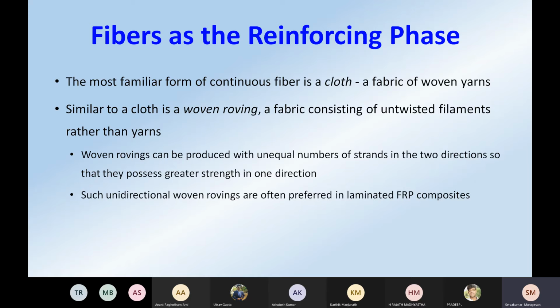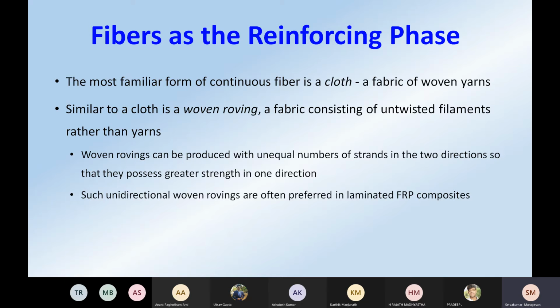A very simple example of a continuous fiber form is cloth. It is a fabric of woven yarns. If you look at the cloth we use in day-to-day life, you can see one thread is actually a twist of a lot of fibers. That is called yarn. Similar to cloth is woven roving, a fabric consisting of untwisted filaments rather than yarns. So people use different types of fibers and filaments for the preparation of fiber reinforced composites.